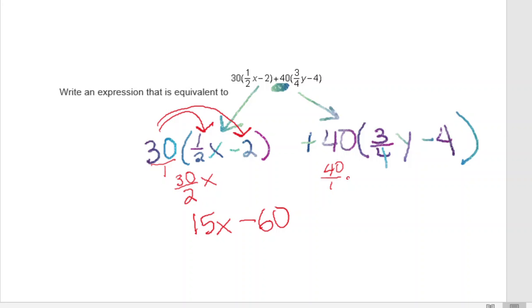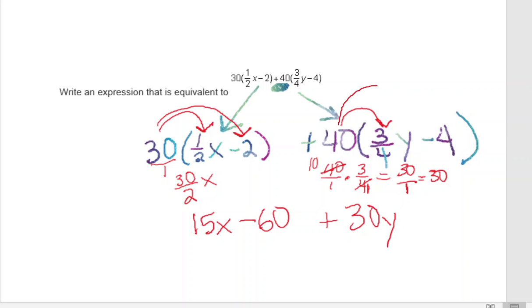Now I need to distribute in this parentheses 40 times 3/4. So 40 over 1 times 3 over 4 is equal to 120 over 4. Or I could cross simplify by dividing 4 and 40 by the same number. They're both divisible by 4. 40 divided by 4 is 10. 4 divided by 4 is 1. 10 times 3 is 30 in the numerator. 1 times 1 is 1 in the denominator. And 30 over 1 is 30. So when I multiplied 40 times 3/4, I get positive 30y.